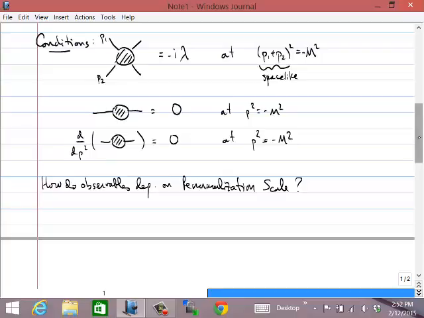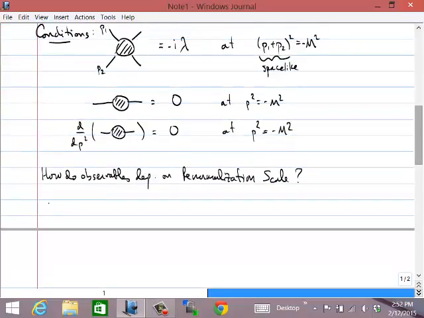So the observables of the theory are things like Green's functions. So I'll just denote by G sub n, say the Green's function of n fields inserted at points x1 up to xn. And I'd like to understand how this depends on renormalization scale. Now phi here is the renormalized field.